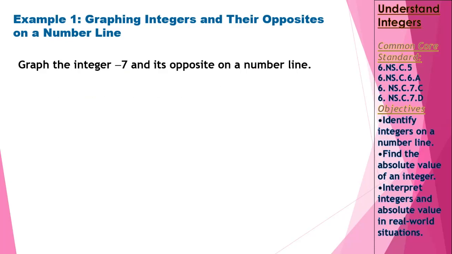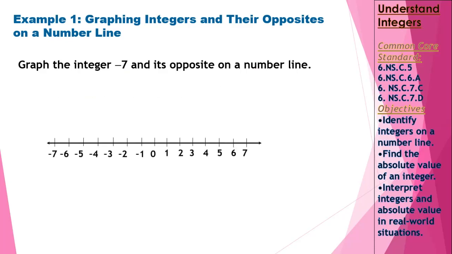Graph the integer negative 7 and its opposite on a number line. This we call a number line, and as we see, 0 is in the middle, positive integers are on the right side, and negative integers are on the left side.